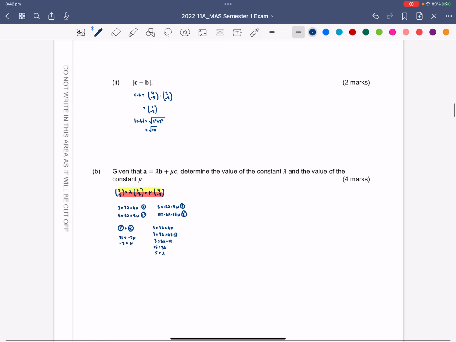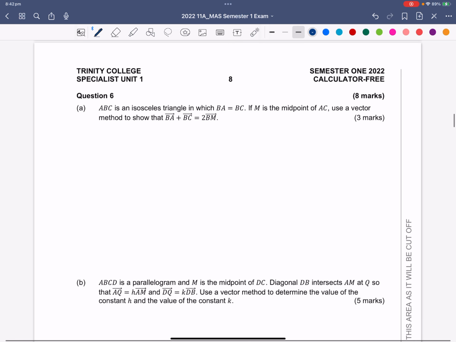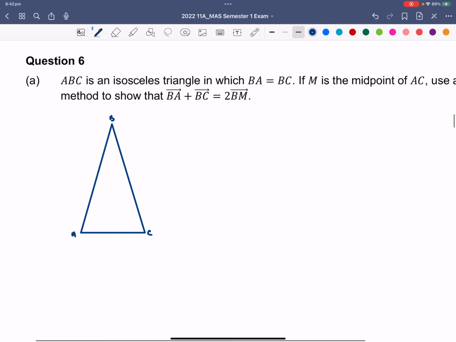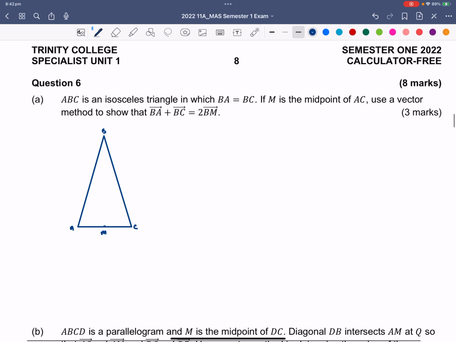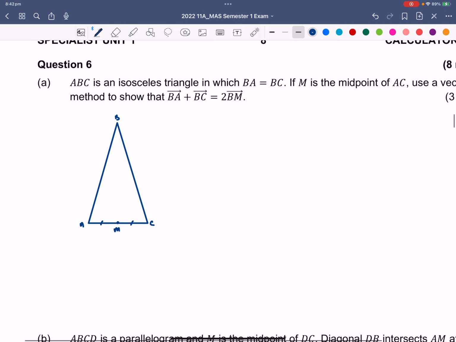Next question. ABC is an isosceles triangle in which BA is BC. All right, let's just draw this. BA is equal in length to BC. So B is the common thing, isn't it? So BA equals BC. M is the midpoint of AC. So it's the middle, so it's important that we know it's the middle. Show that BA plus BC is 2BM.